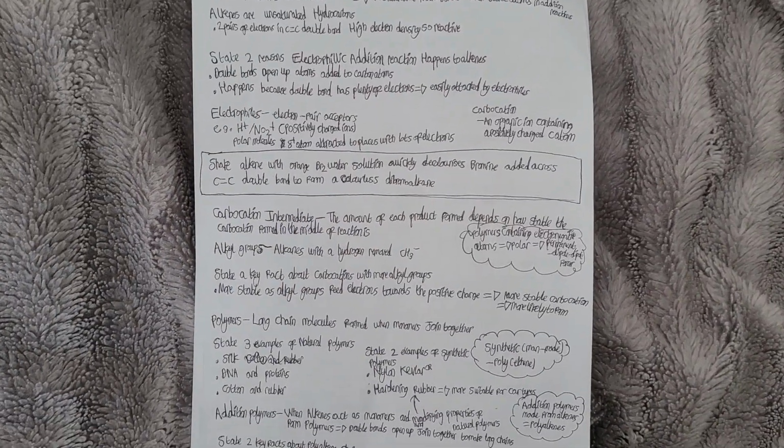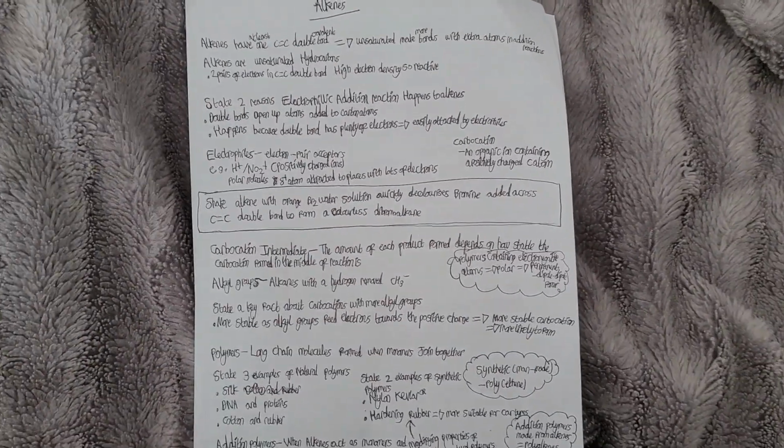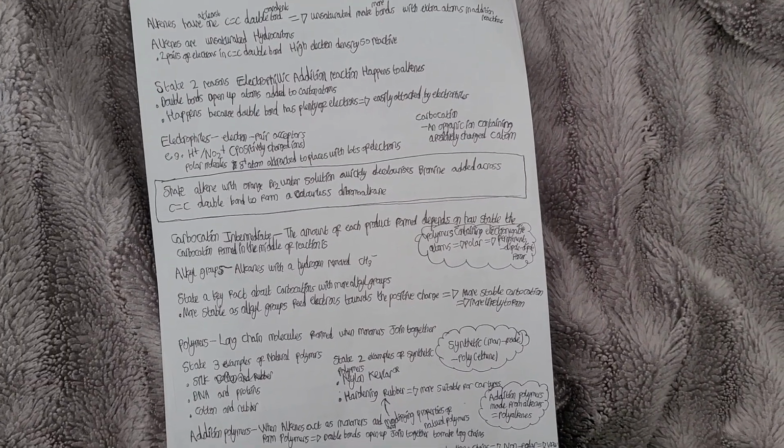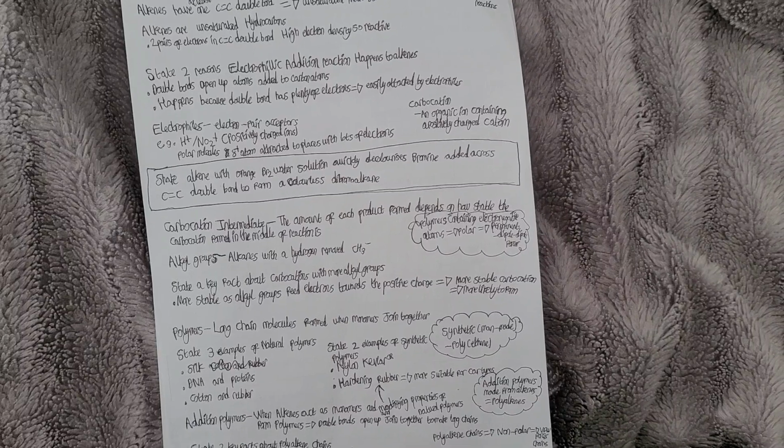So, two reasons electrophilic addition reactions happen to alkenes. The double bond opens up, and atoms are added to the carbon atoms. This happens because the double bond has plenty of electrons, and is therefore easily attacked by electrophiles.